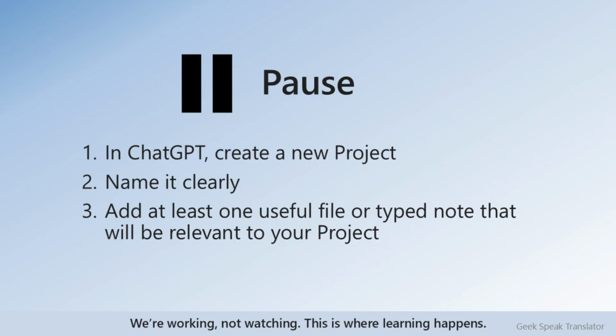This is a good point to pause and try this yourself. In ChatGPT, create a new project, name it clearly, and add at least one useful file or typed note that will be relevant to your project. Then come back and we'll continue with the next step, starting individual chats within the project.